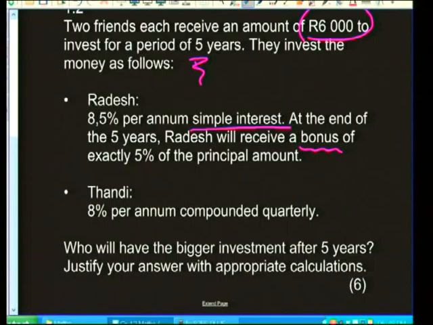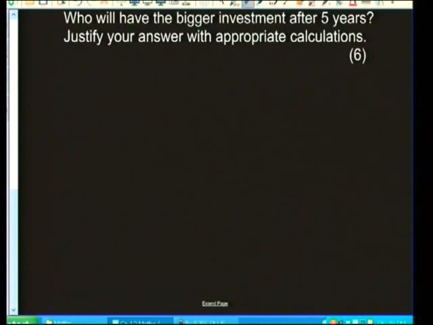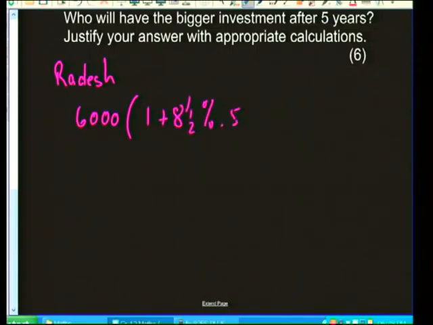Okay. Tundi, 8% per annum, compounded quarterly. Who will have the biggest investment after 5 years? Justify with appropriate calculations. So, here we go. Radesh. He has now taken his 6,000 Rand and he has invested it at 8.5% simple interest, and he's going to get an additional 5% of his 6,000 Rand.